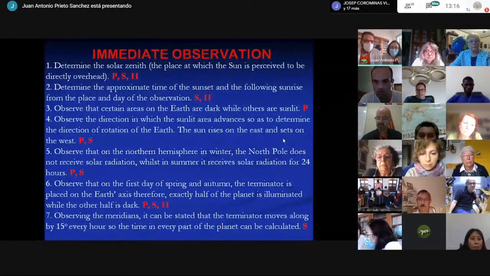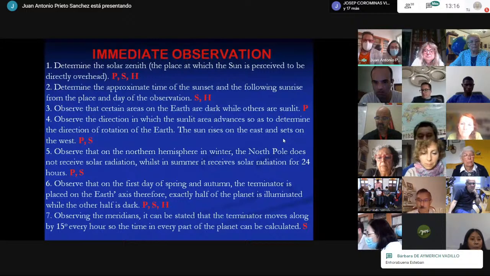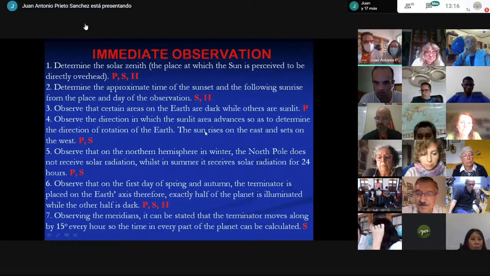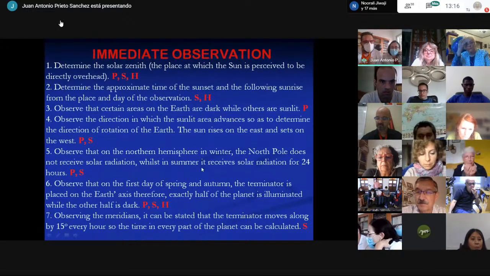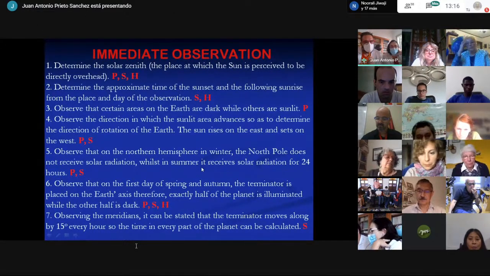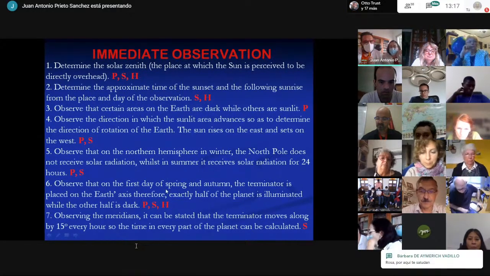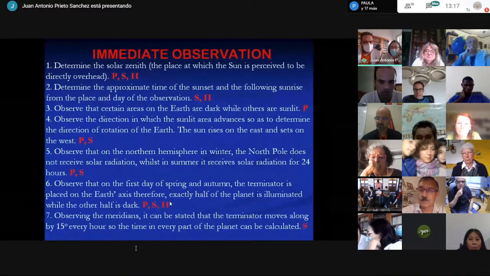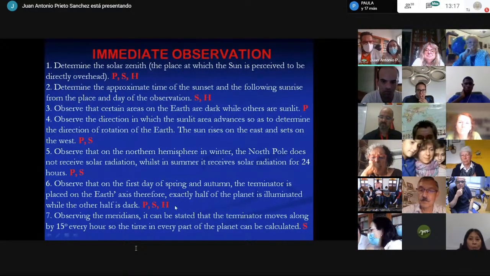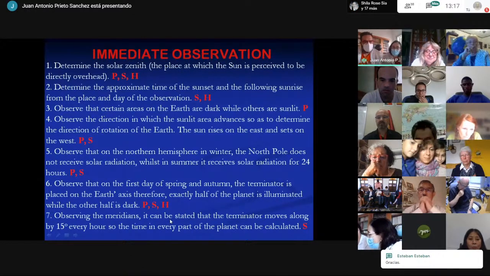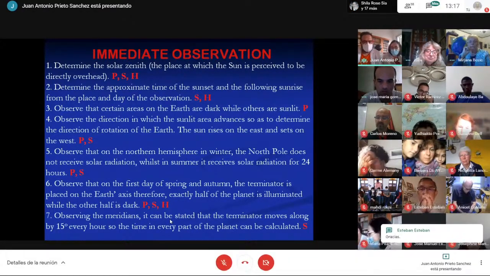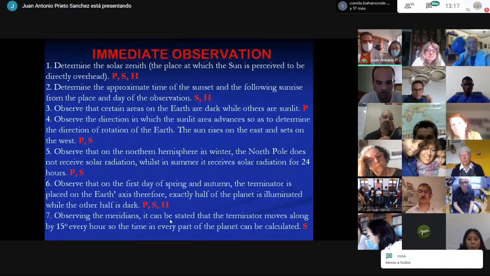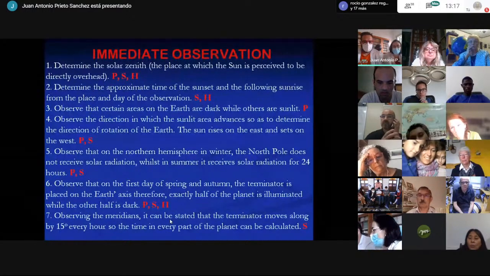Also, we have observed that certain areas of the Earth are dark while others are sunlit, and the direction in which the sunlit areas advance. We have also observed that in the northern hemisphere in winter, the North Pole does not receive solar radiation. Also, on the first day of spring and autumn, the terminator is placed along the axis of the Earth. And we have observed that on the meridian, the terminator moves by 15 degrees every hour. So the time in every part of the planet can be calculated.